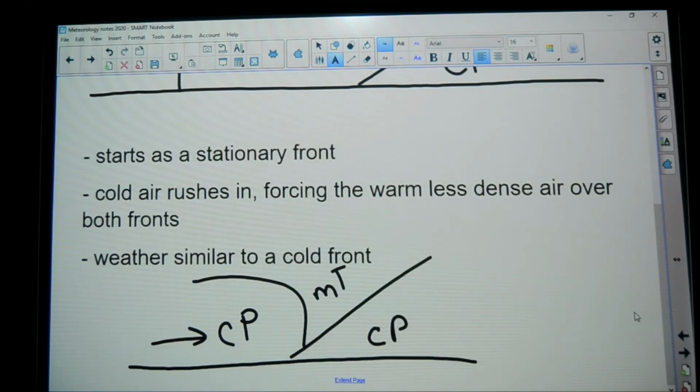So with that one, remember, the maritime tropical air mass, that air is warmer and less dense. That's going to get forced up and over both of the cooler air masses. So with that one, my weather is going to be more similar to a cold front. All right, so we've done our fronts now.